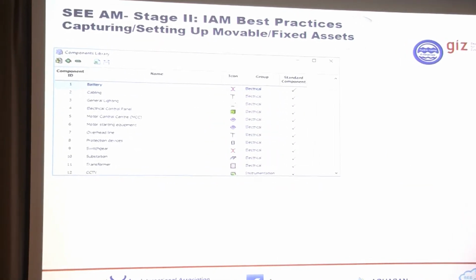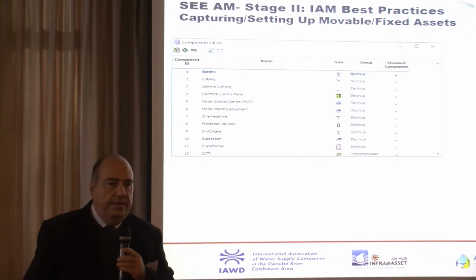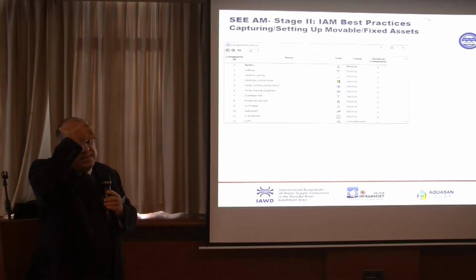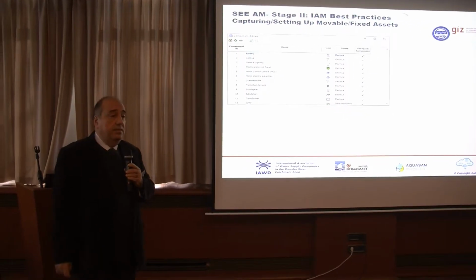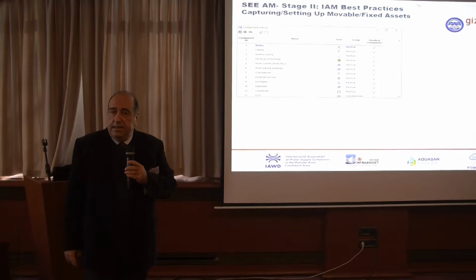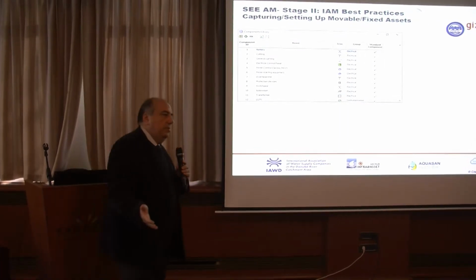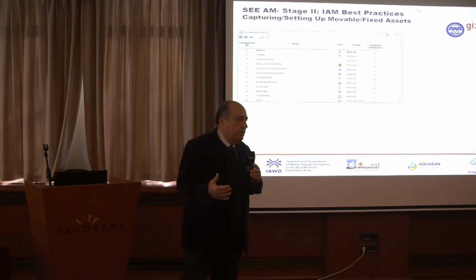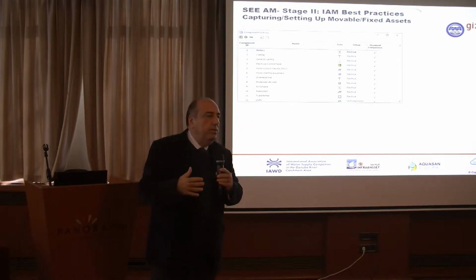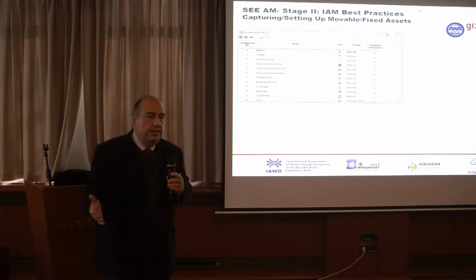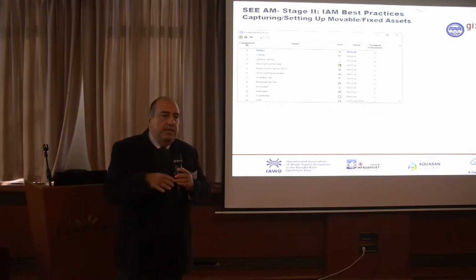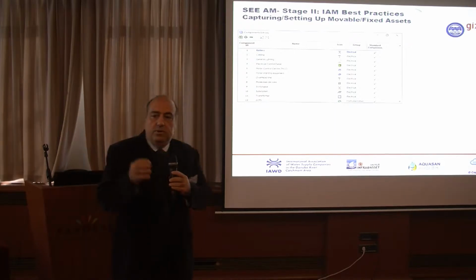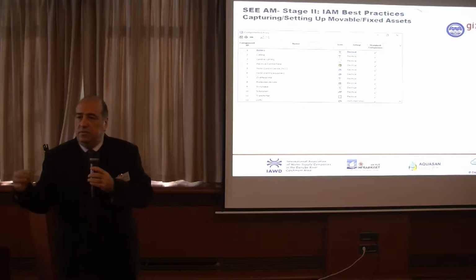At the last training session, we touched on the subject of movable and fixed assets. And we said that, look, this is not just about networks. What we're developing is an asset management infrastructure. What we want to do is record all our assets. You must think of it out of the box. We're not only looking at the networks. Yes, the networks are the most important. Yes, we understand that. That's the source of the problem.